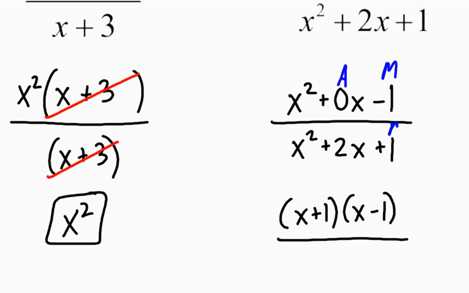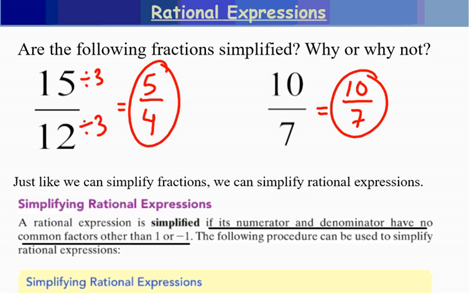Down below, two numbers that multiply to be 1 and add up to be 2 are 1 and 1. So I get x plus 1, x plus 1. Now it's factored. That's step 1 of the suggestion.